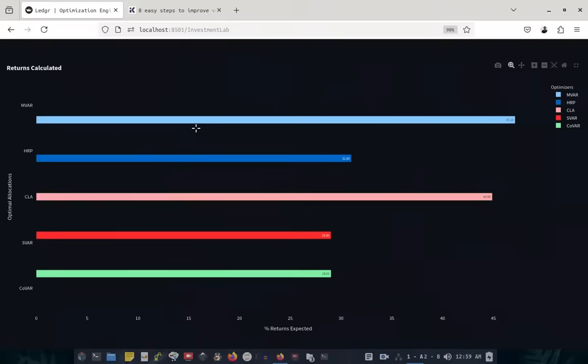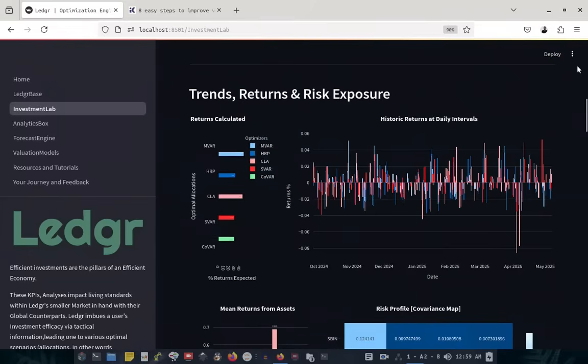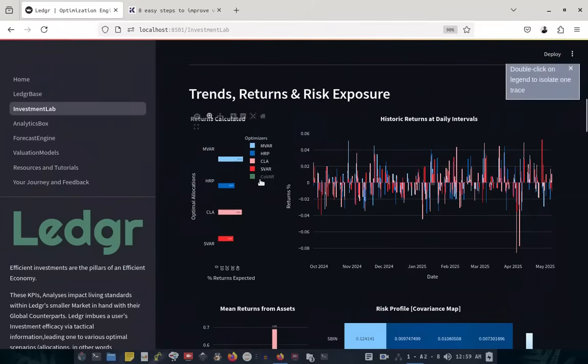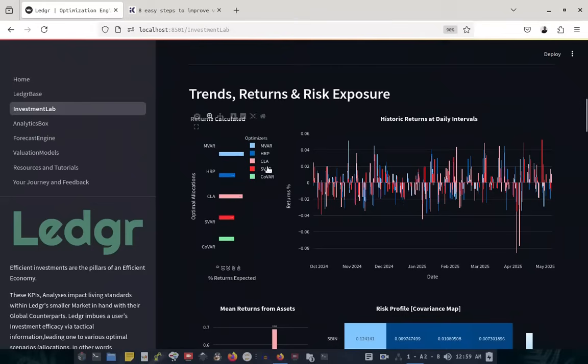And at the same time, you can just remove one and see how the other would perform in its absence, or just keep this one and see how HRP, SVR, and COVAR stack up. So yeah, they're pretty much very close.